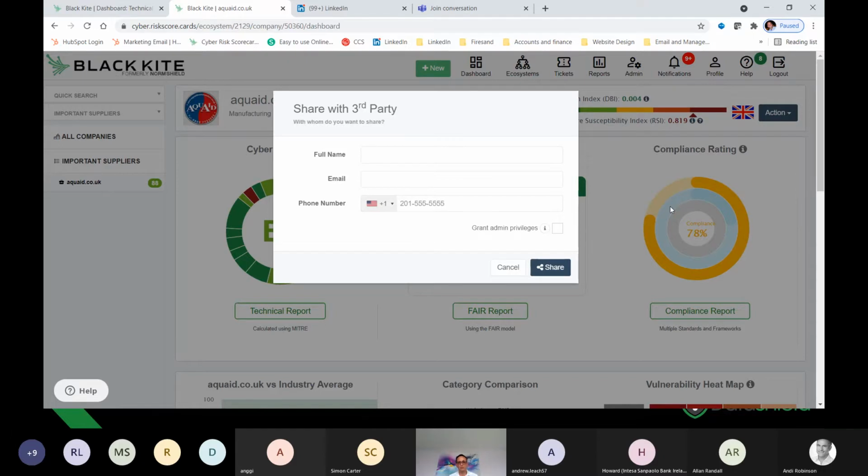So what I always recommend, and what we recommend, is only grant admin privileges if it's a trusted supplier who you've been working with for a long while, that you know will not try and abuse the system by marking things as either false positive or remediated when they're not. Because as it's a continuous cyber risk assessment, the platform will identify that those weaknesses within their cybersecurity are still there and will downgrade their score as it changes. And I'll show you how we do that in a short while.